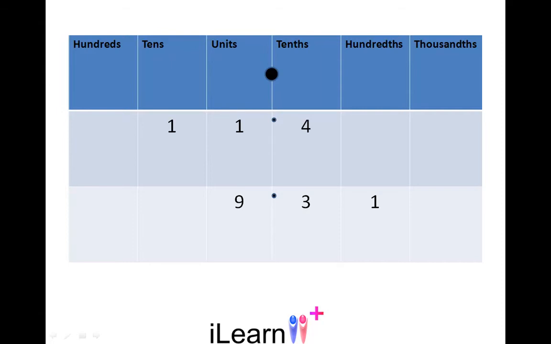Look at this number grid. When you write a decimal number, you are using these columns, even if you don't have a grid. So 11.4 will go on the grid like this. And 9.31 will look like this.